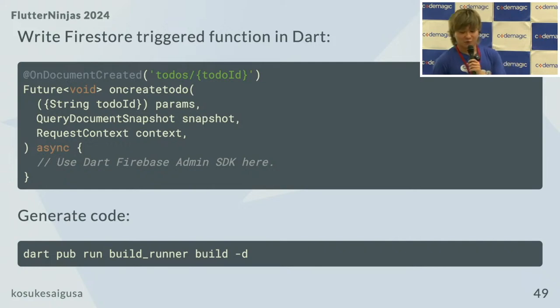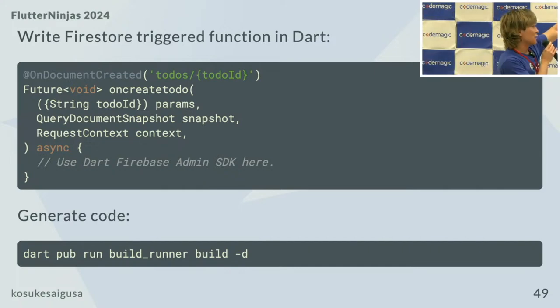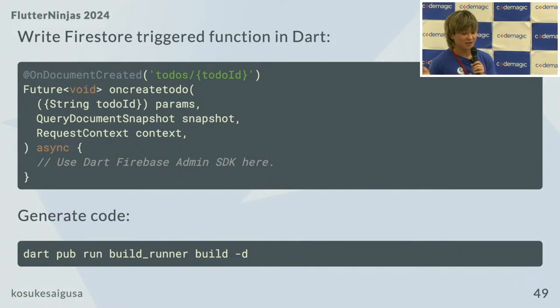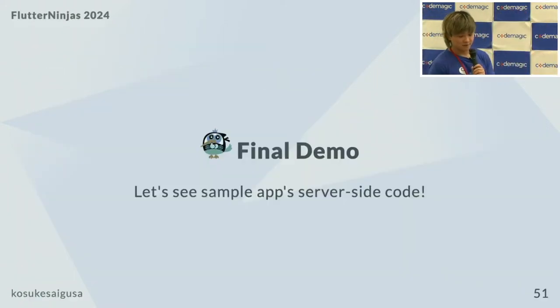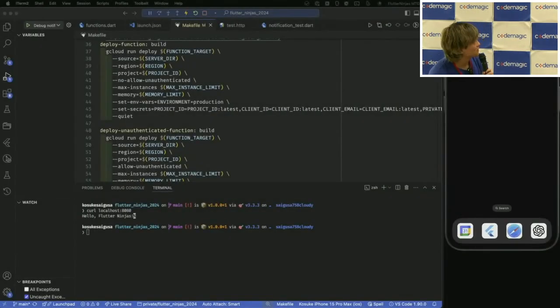So we are finally able to write Firestore triggered functions in Dart. So by using this Firebase functions Dart package, you can get generated code by running build runner. Maybe in the future we can use macros, and the deployment way is completely the same, with the completely same Dockerfile. So let's see the final demo, but we ran out of time, but let me show you a little.